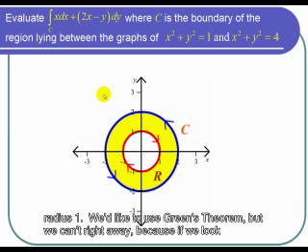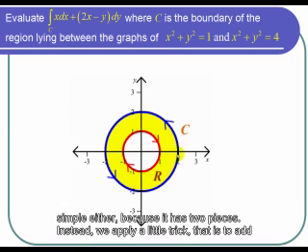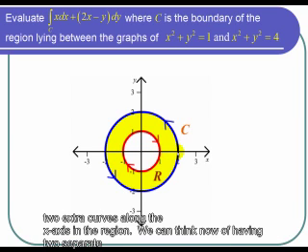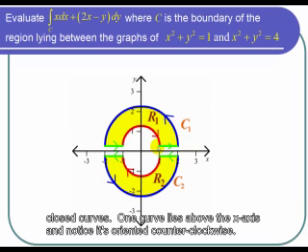Now we'd like to use Green's theorem, but we can't right away, because if we look at our region R, it's not a simple closed region because it has a hole in it, or the curve is not simple either because it has two pieces. So instead we apply a little trick, and that is to add two extra curves along the x-axis in the region, like so. And we can think now of having two separate closed curves.